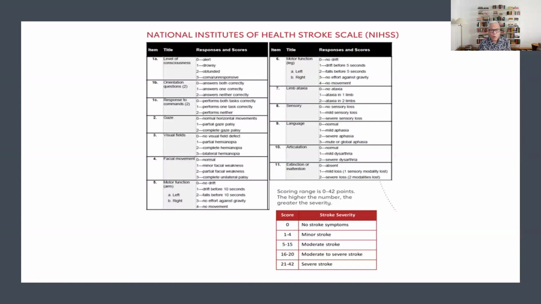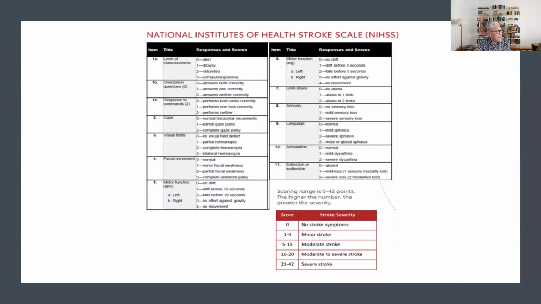All right, so what is the value of the NIH stroke scale? Well, as I said, it's going to provide a quantitative measure, or a number, wherein we could determine the severity of the stroke. Right? So it evaluates the severity of the stroke. It also helps determine the appropriate treatment, and it also predicts patient outcomes.